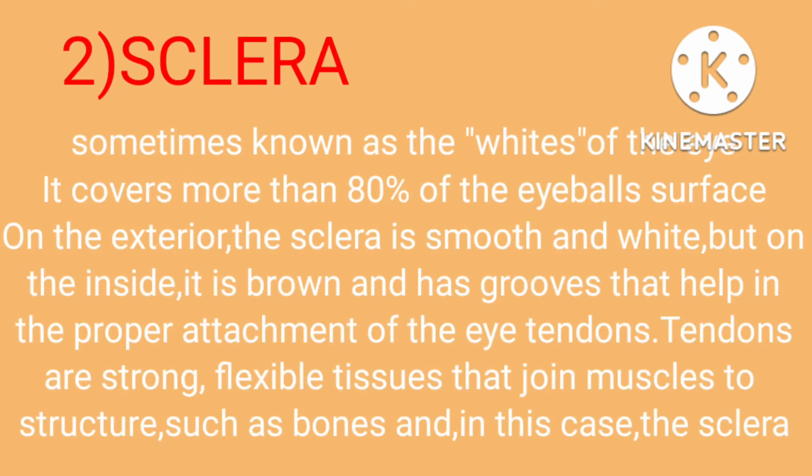Number 2. Sclera. Sometimes known as the whites of the eye, it covers more than 80% of the eyeball's surface. On the exterior, the sclera is smooth and white, but on the inside it is brown and has grooves that help in the proper attachment of the eye tendons. Tendons are strong, flexible tissues that join muscles to structures such as bones and, in this case, the sclera.